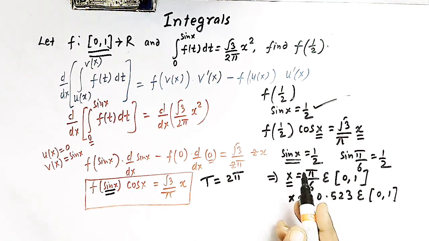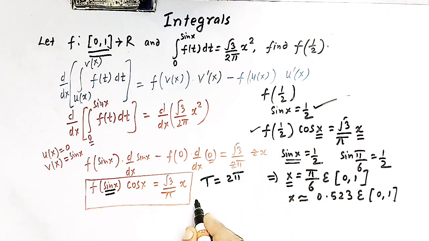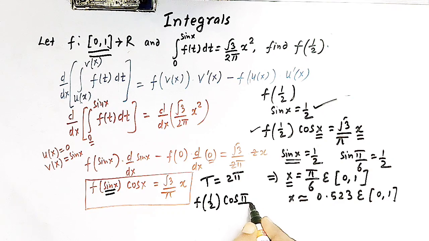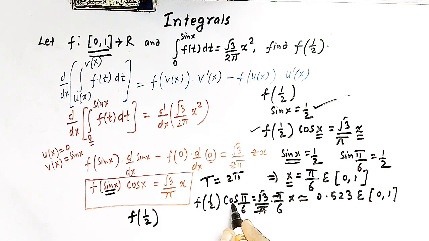So now taking x is equal to pi by 6 in this equation, we have f of half, then we have cos of pi by 6, and here we have root 3 over pi, and x is pi over 6. And this pi gets cancelled, and we have f of half, and cos pi by 6 is cos 30 degrees, that is equal to root 3 over 2, and here we have simply square root of 3 over 6.